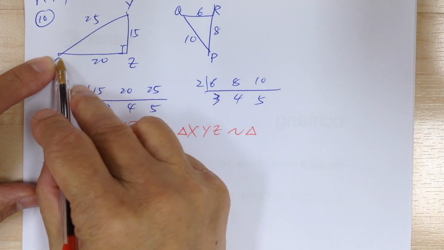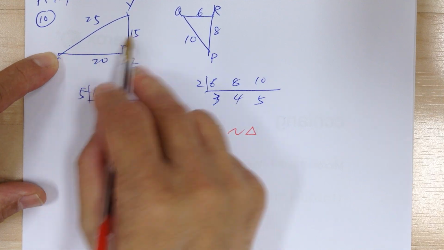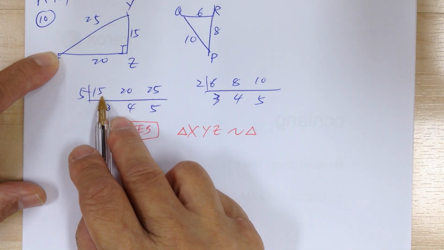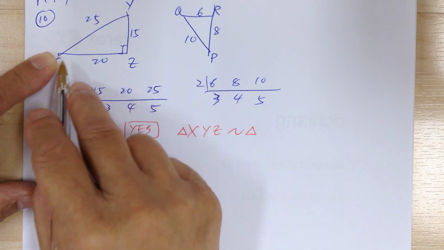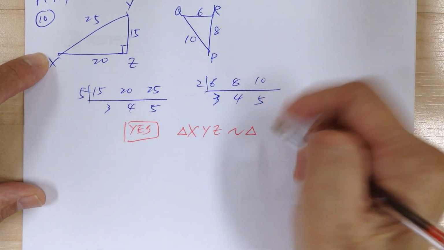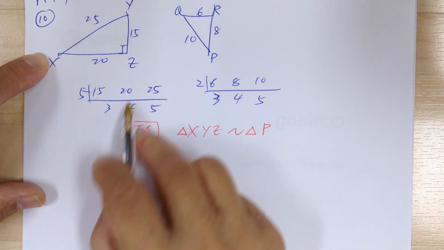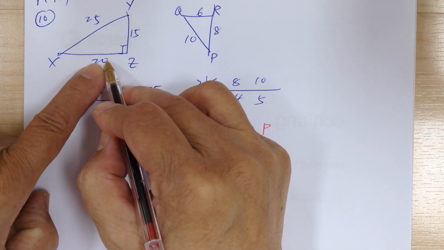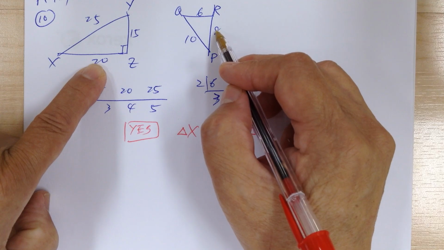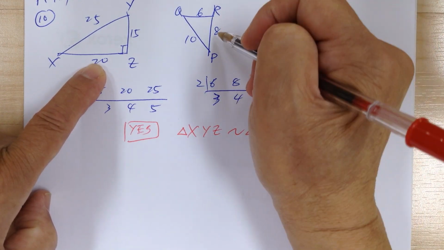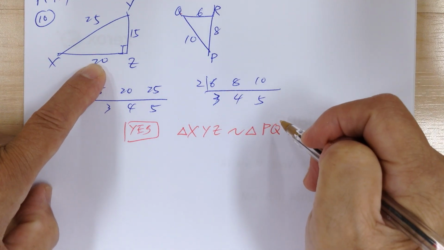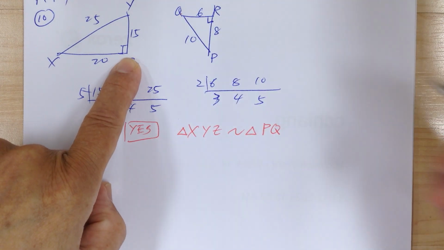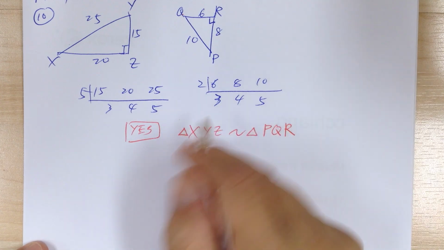So X is opposite the 15, the shorter side. So you have to look for the letter facing the shorter side. See that? 15 matches with the 6. So the X has to match with the one facing the 6, which would be P. And then the Y is facing the medium length. The medium length is over here, so it's Q. And then after that, the Z is a right angle. So Z is where the right angle is, so it matches up with R. So that's your similarity statement.